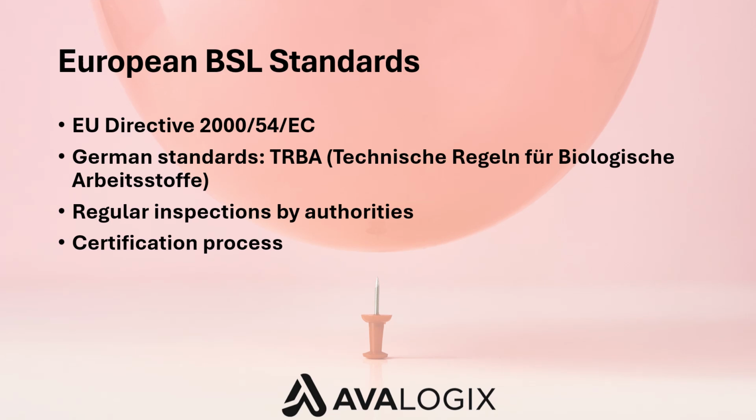Now, let's briefly examine how biosafety is regulated, especially within the EU and here in Germany. The EU Directive 2000/54/EC lays out the framework for protecting workers from risks related to exposure to biological agents. In Germany, these regulations are further detailed in the technical rules for biological agents, known as TRBA. The most relevant documents are TRBA 100 and 120, which provide guidelines on classification, protective measures, and facility requirements. These rules are legally binding and overseen by agencies like the Bundesanstalt für Arbeitsschutz und Arbeitsmedizin (BAuA).